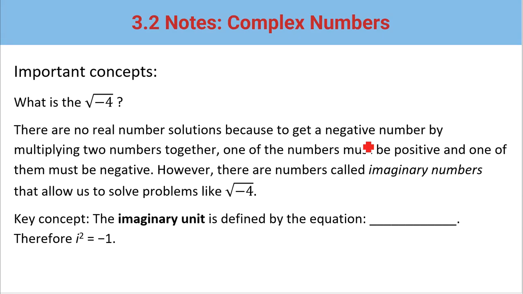Looking at lesson 3.2, complex numbers. So it starts off with this question: what is the square root of -4? Well, the square root of something is a number that you multiply by itself to get that perfect square.